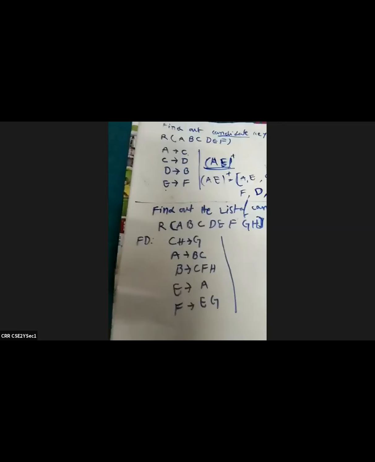I will try to complete the remaining topics in this unit within 2 or 3 classes. I will give this practice for only 2 or 3 classes. After that, I will start the 5th unit.